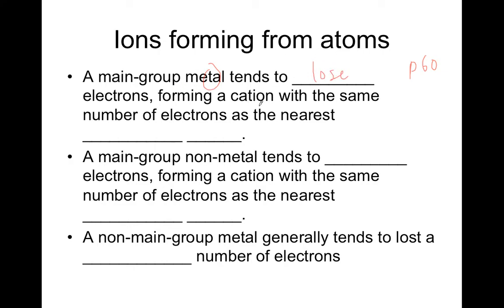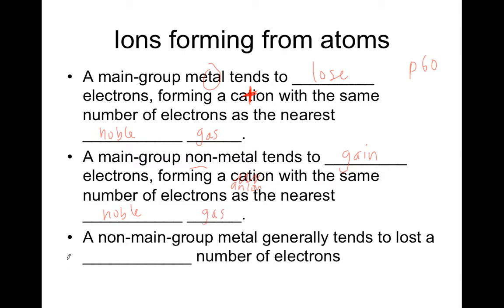And forming a cation, right? Forming a cation with the same number of electrons as the nearest what? Noble gas, right? Which we reviewed in the previous slide. A main group nonmetal has a tendency to what? Gain electrons. Forming an anion with the same number of electrons as the nearest noble gas.